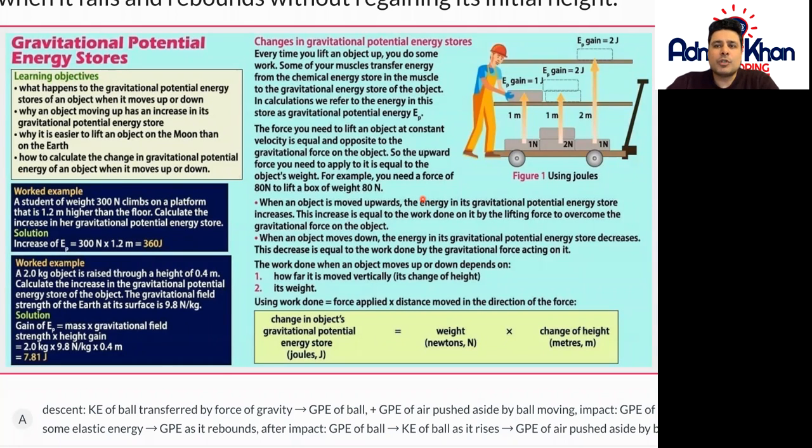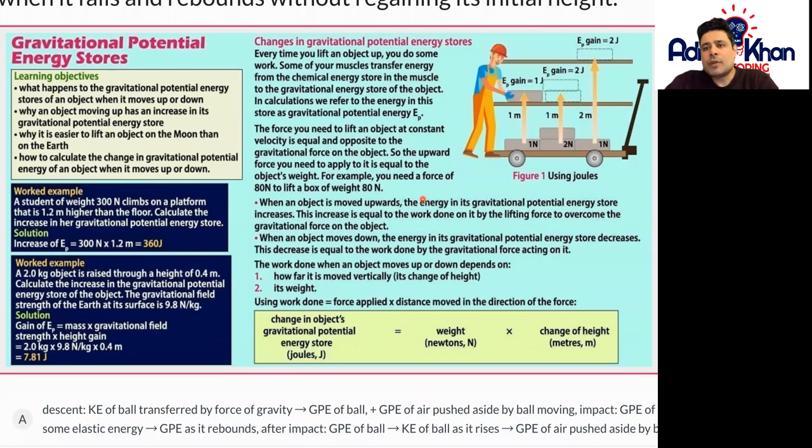So the upward force you need to apply to it is equal to the object's weight, and that's going to create downward force in terms of gravitational potential energy, and that's exactly the same. For example, you need a force of 80 newtons to lift a box of weight 80 newtons, which is going to be pushing down.